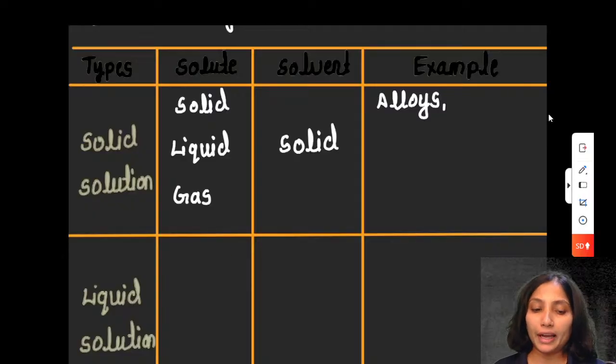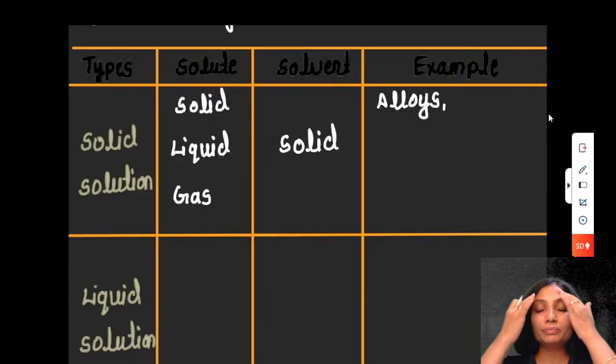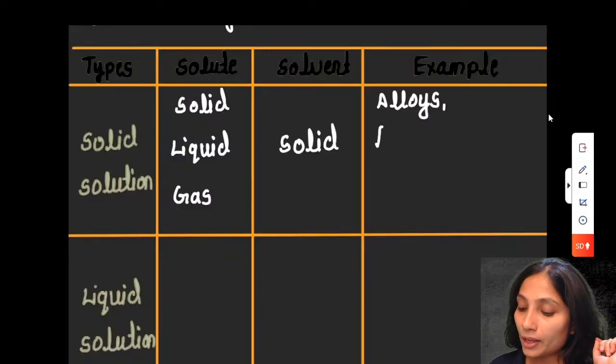Which example we can give? Amalgam. Do you know amalgam? What are amalgams? Tell me if you know the answer. Comment the answer in comment section.